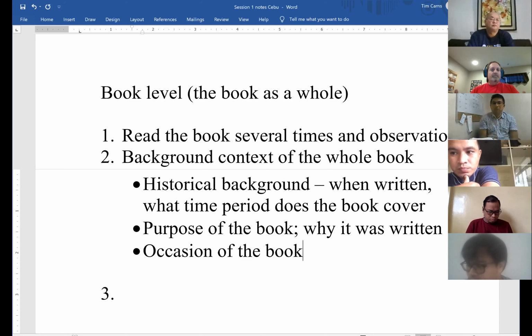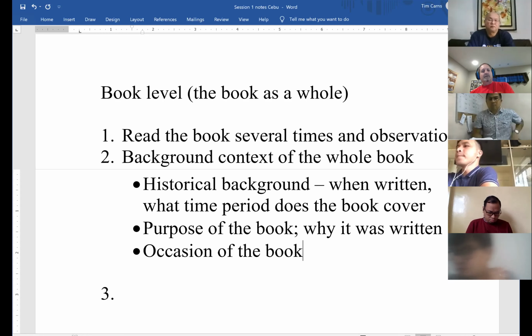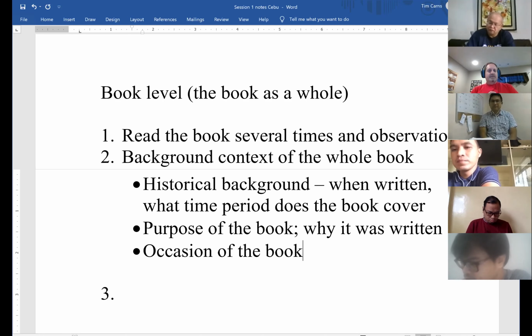And then, what is the purpose of the book? Those are two different things. The occasion is an event or situation that caused the author to write. The purpose of the book is the message that he wants to communicate. See the difference?